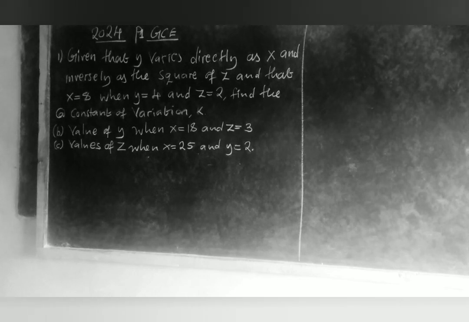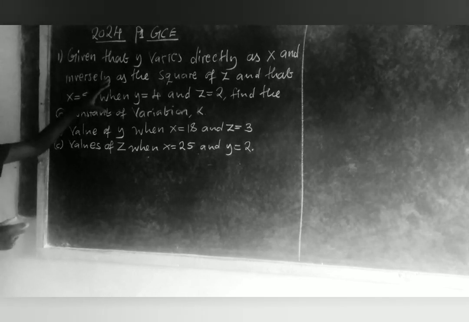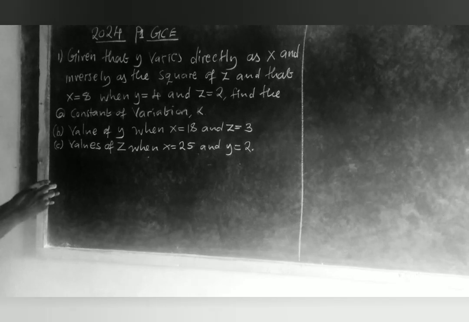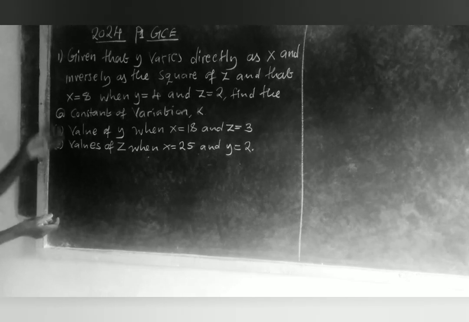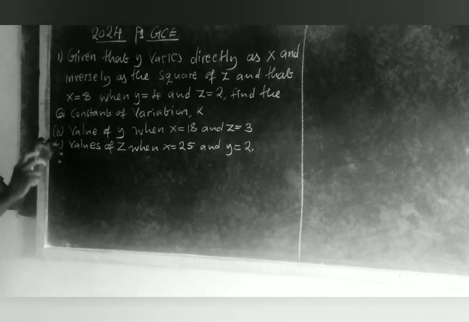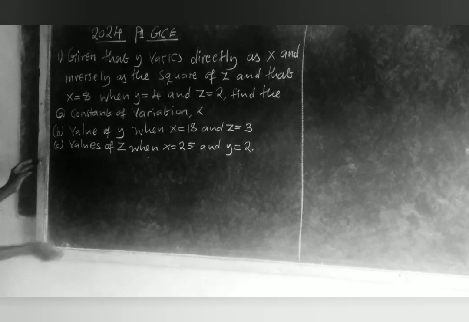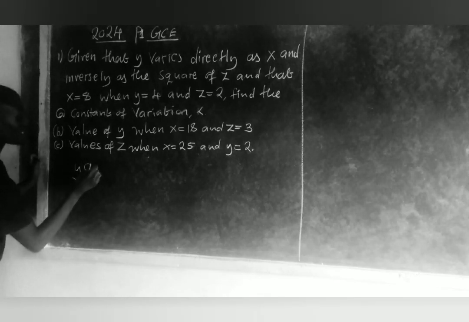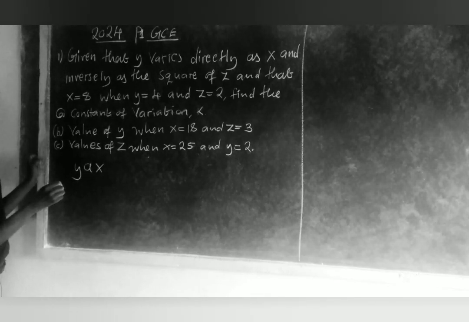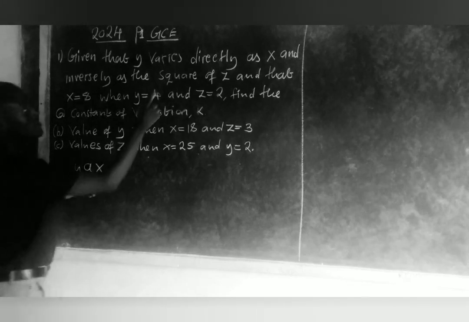Now, how do we interpret this information in mathematical symbols? Of course, mathematics has symbols, and the symbols in this case we call a formula. So a formula here is going to be defined by what the statement is trying to convey. In this case we have: y varies directly as x and inversely as the square of z.